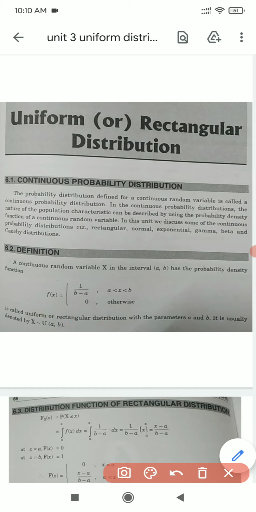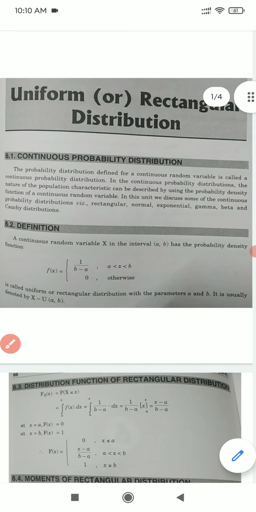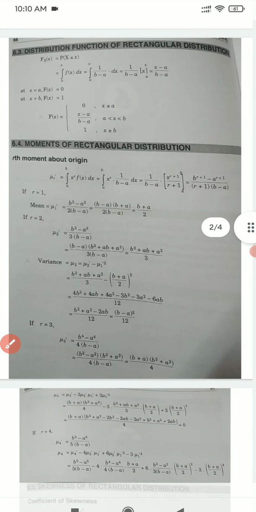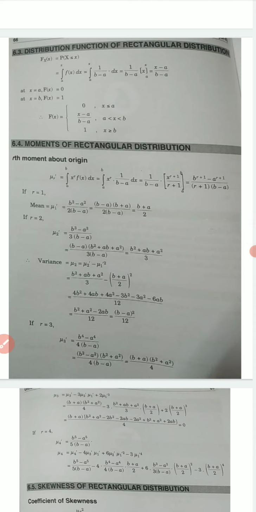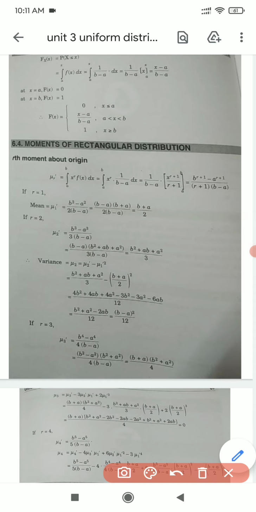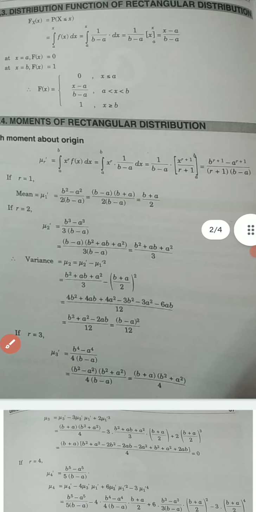Now in this lecture I am going to discuss the moments of rectangular distribution. Rectangular distribution and uniform distribution are both the same, students. So in rectangular distribution, the first is the formula we need to discuss. What is the formula, students?